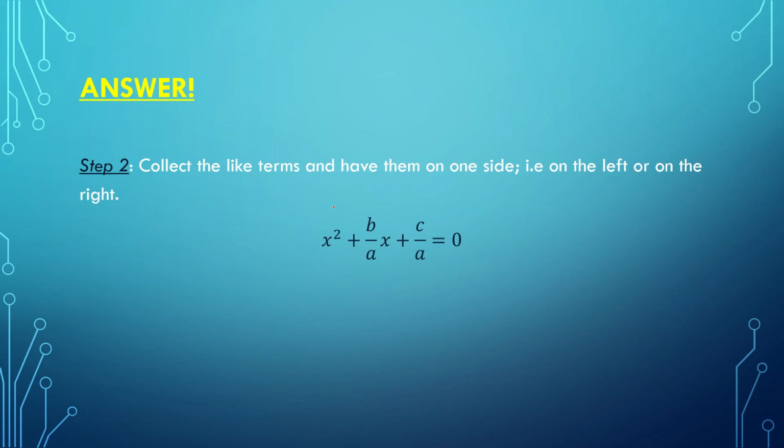Because it's not a like term with the others, we shall shift it to the right side of the equal sign, and by that we shall have collected all the like terms. This is what I mean. We shall have x squared plus b over a x is equal to negative c over a.